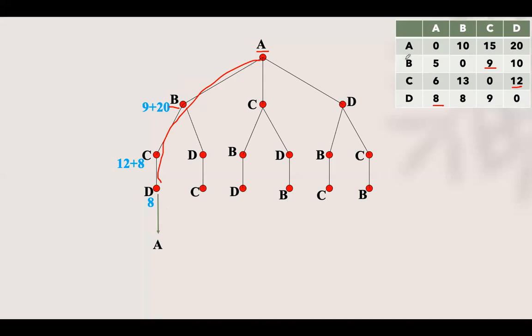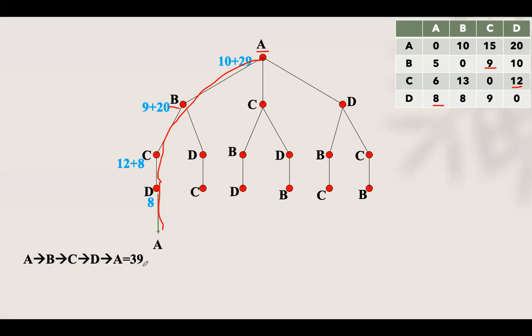Next, A to B. A to B is 10. 10 plus 29. It will be 39. So the cost of this particular path is 39. Okay. Similarly, we shall find out the cost of other paths. So this is the first path, A to B, C, D, A.